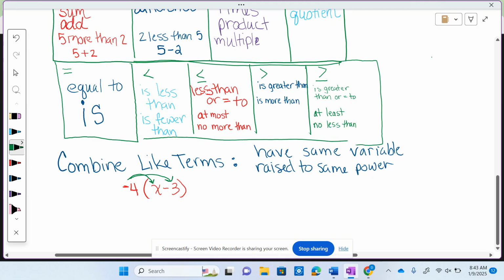So I don't forget, because otherwise I always multiply the first term. Always. But sometimes I get a little lazy and I don't multiply that -4 by the -3. I forget. Do you know what I mean? So I draw those arrows to remind myself. So we know that this means -4x plus 12.